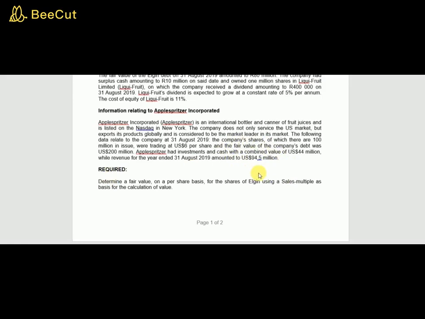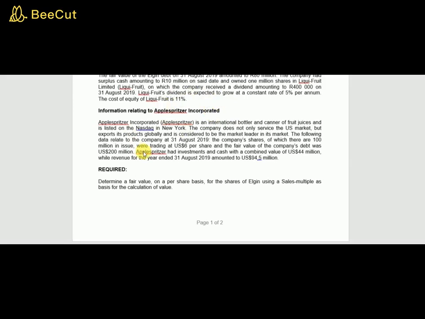So what would be the first step? If we're trying to determine the fair value, what would be the first step? Well, we know we need to break it up into different components. We need to have my maintainable revenue as one component, and we need to have a multiple to use in our computation. So let's go through and determine the multiple first. We're going to be basing this multiple on Apple Spritzer Incorporated. So what do we need to do? We need to determine what that sales multiple is.